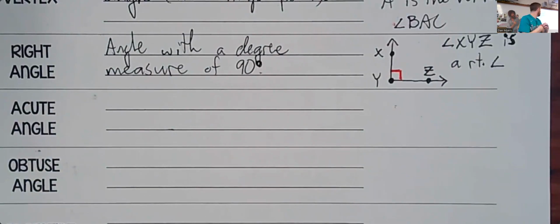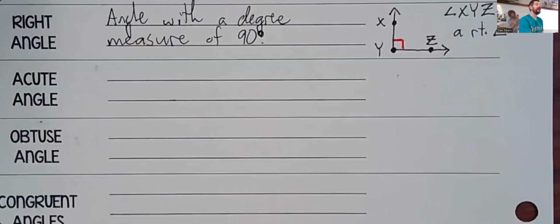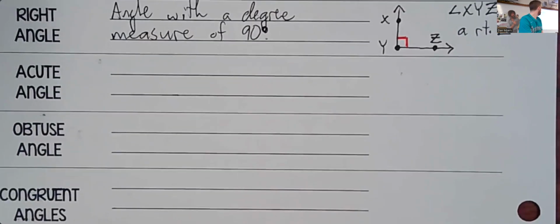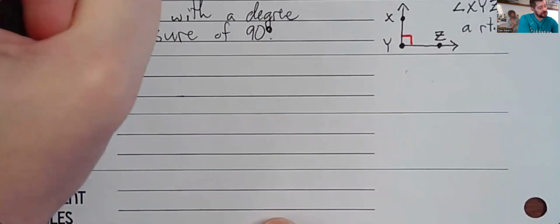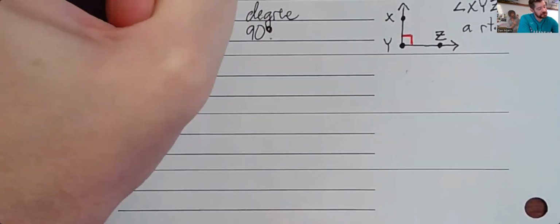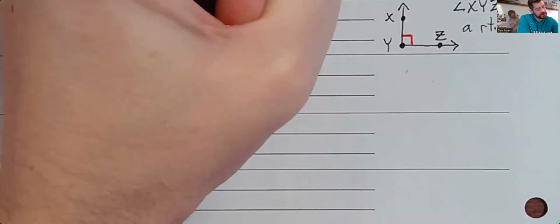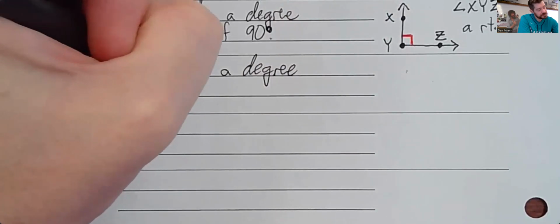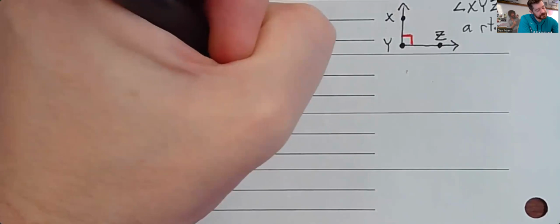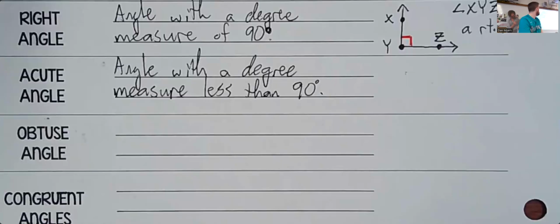All right. The next one, again, I'm pretty sure most people know this one as well. In fact, it was already said earlier with the original angle. What is an acute angle? Yeah, it has less than 90 degrees. So an angle with a degree measure less than 90 degrees.